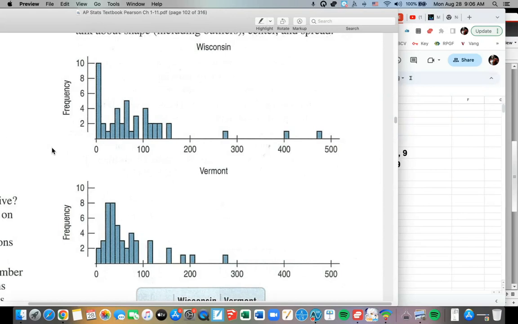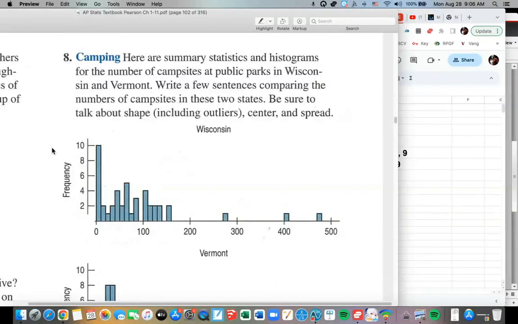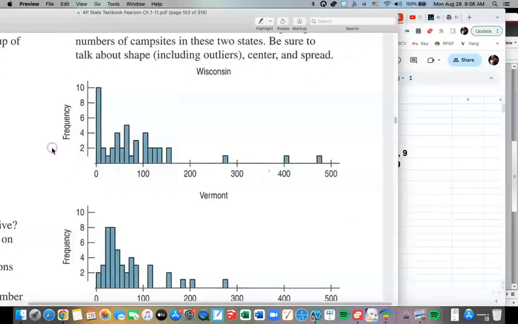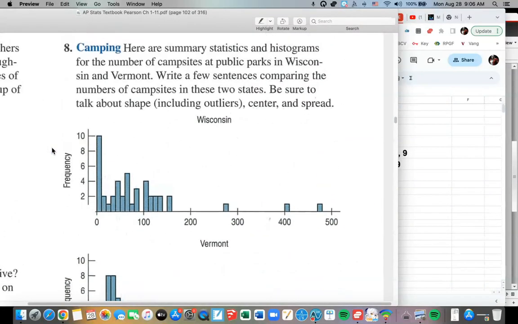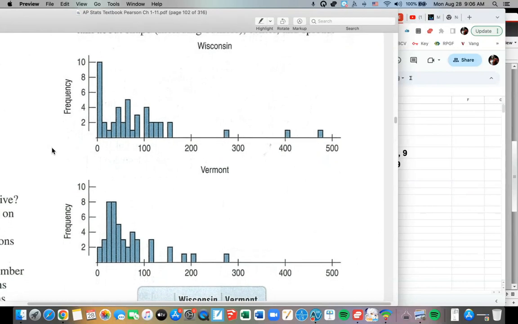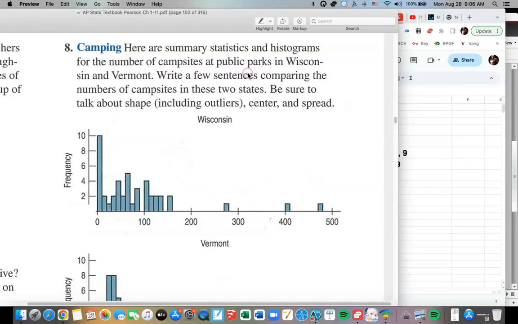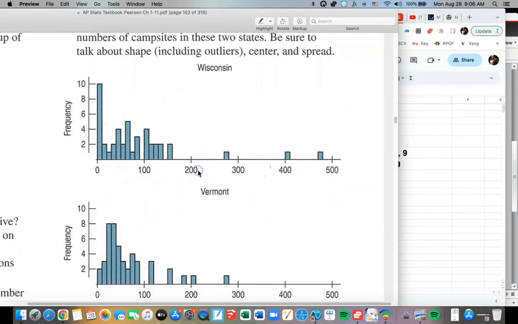So I have a little data set. This is just from the textbook, one of the homework problems in there. Number 8 is talking about the campsites in different states, how many campsites they have available. So we have Wisconsin and Vermont here, and you can see the frequency and how many they have. These are histograms of how many campsites at public parks. So we're supposed to compare these things.